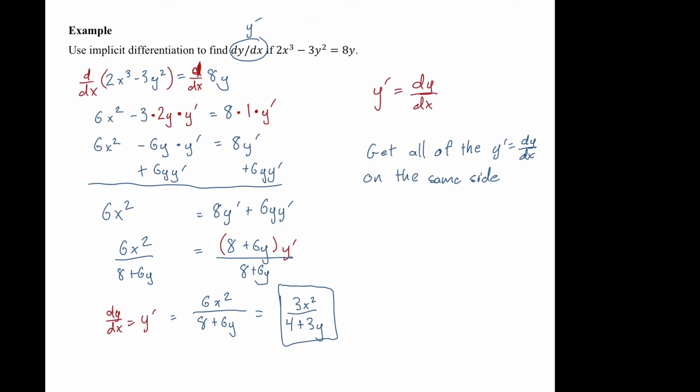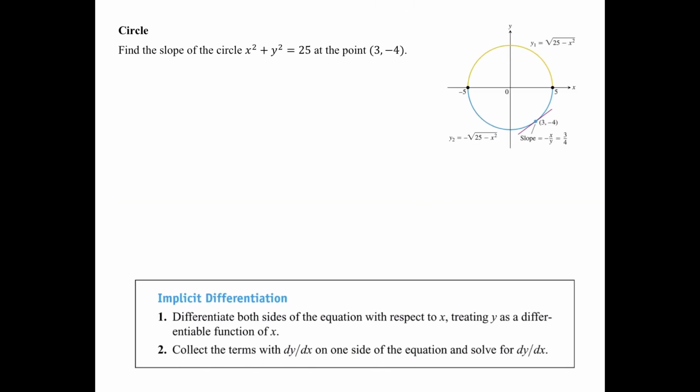And on the next slide, we're just going to look at a circle. So again, this is the same one as before, except we've set it equal to 25. We added 25 to both sides. Okay, so let's take the derivative of the left-hand side and the right-hand side. On the left, we have x squared plus y squared, and that is equal to 25.